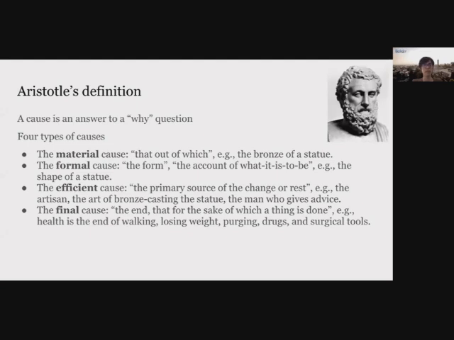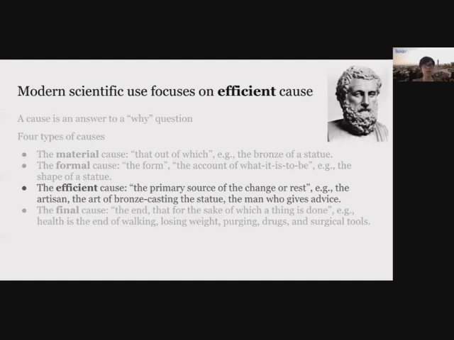Most of these definitions seem a little strange to our modern sensibilities, and that's because the meaning of cause has changed over the years. At least in a scientific setting, we have come to focus on the third definition, which is the efficient cause: the action, event or object that is responsible for a change or state.